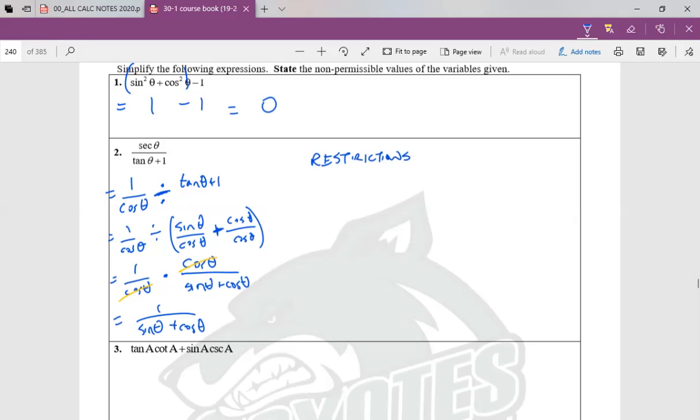Whenever we see any of our reciprocal functions, like secant or cosecant, whenever we see tangent or cotangent, whenever we see any of those, that infers we have a denominator going on. The fact that we have tangent in this question, therefore, tangent is sine over cos.